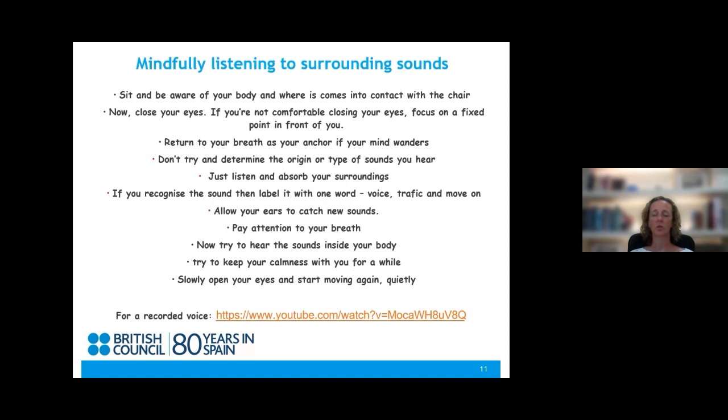Some of the noises you probably will recognize. And if you do, label it. It's a voice, traffic, bird, and move on to the next sound. Can you hear something else? You've heard it? Okay, move on to the next sound.